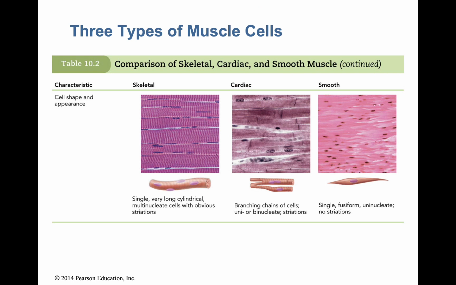But there are some big differences between these three muscle types. As you can tell, the skeletal and cardiac muscles have a striated appearance, and we'll talk about why that is today. And we're going to talk about the differences between these three muscle types.